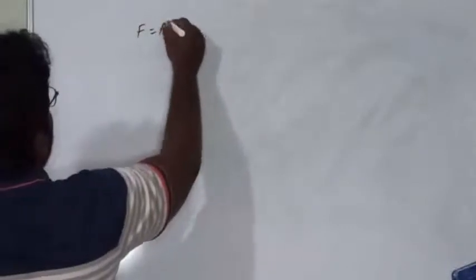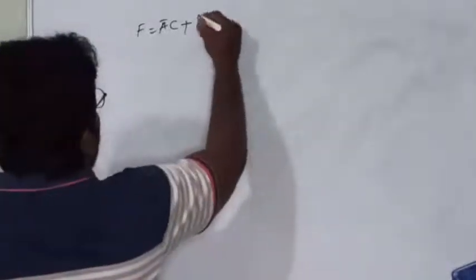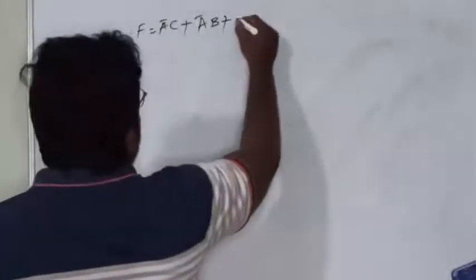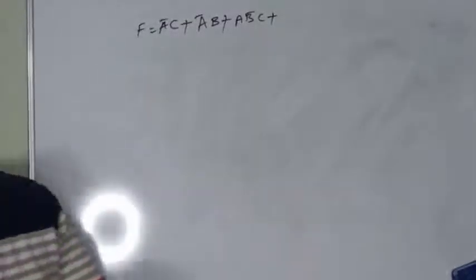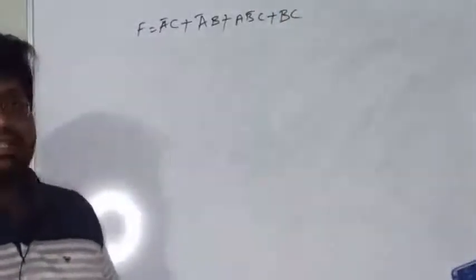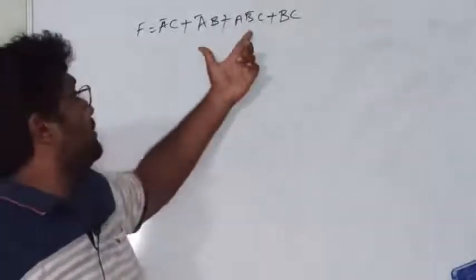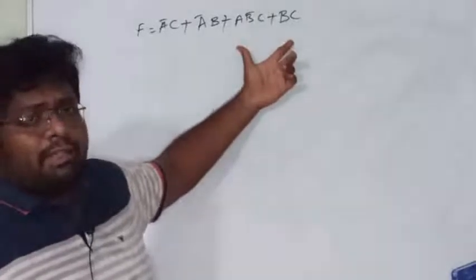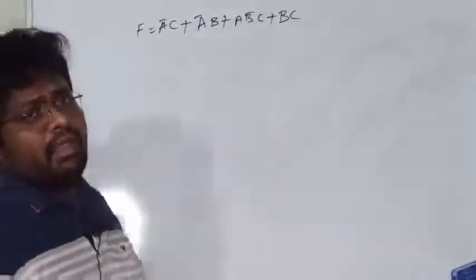So now let us take one example, that F is equal to A complement C plus A complement B plus A B complement C plus BC. So this is the Boolean algebraic expression which has been given to us. So now we need to reduce this Boolean algebraic expression using the K-map, right?